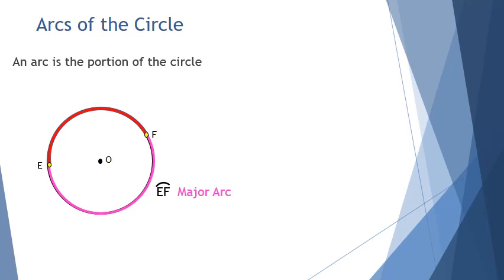We can name the major arc directly using a curved denotation on top of EF. So this is the major arc EF. You have to write it in this way. And for the minor arc you have to put an extra point. For example, I have put here point T. So arc ETF is the minor arc.